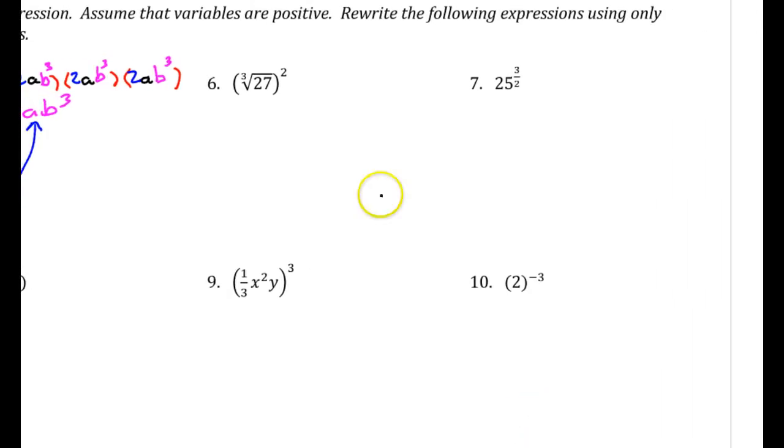Okay, number 6, let's do the cube root of 27 and square it. What times itself 3 times is 27? You get 3. Bring down the square. That's just 9.